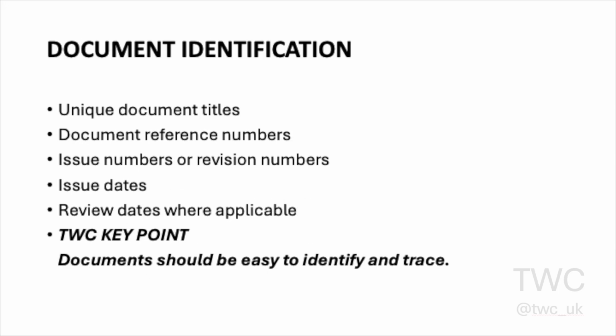One of the foundations of document control is being able to clearly identify documents. This is often achieved through the use of document titles, document reference numbers, issue numbers or revision numbers, issue dates and review dates. These details help users determine whether they are using the latest version of a document. Clear identification also assists assessors when reviewing documentation during an assessment.